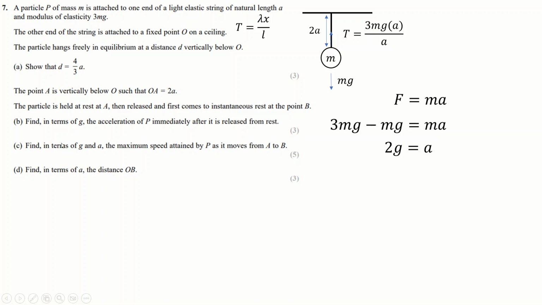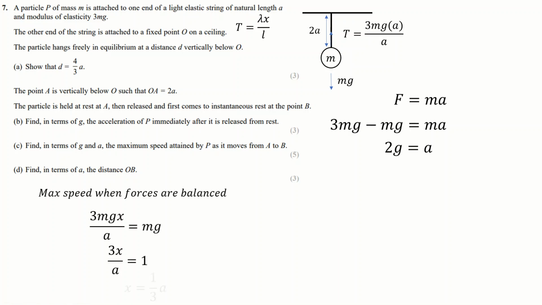Very nice and straightforward. Next, find in terms of g and a the maximum speed. Now you can quote a result here, this came up in 2019 as well. You can quote a result which says that you obtain maximum speed when these two forces are in equilibrium. So when T equals mg, that's when you have maximum speed.